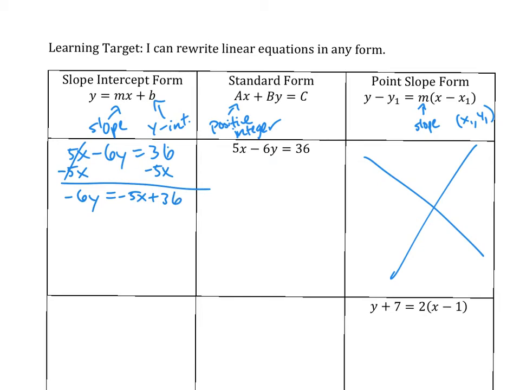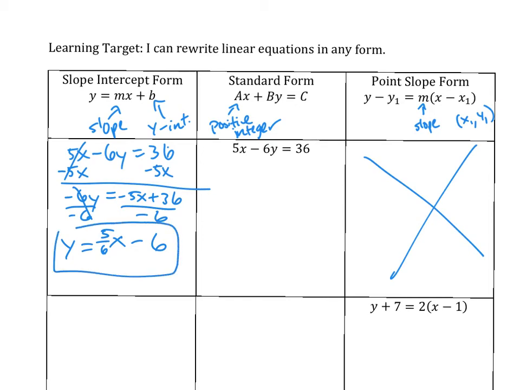And then the final step to get y by itself is to divide by the coefficient, which in this case is negative 6. Those will cancel out. That will just give us 1. We'll end up with y is equal to, we'll take negative 5x divided by negative 6. That'll be 5/6 times x. Those negatives will cancel out. And then we'll take 36 divided by negative 6, which will give us a negative 6. And that's our equation in slope-intercept form.